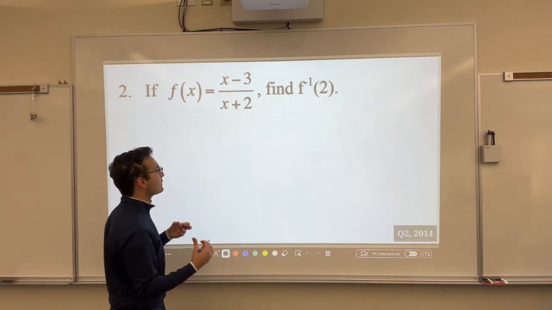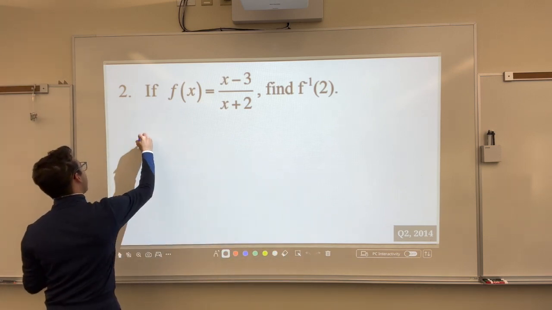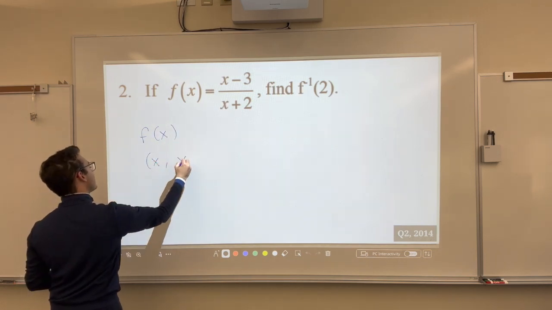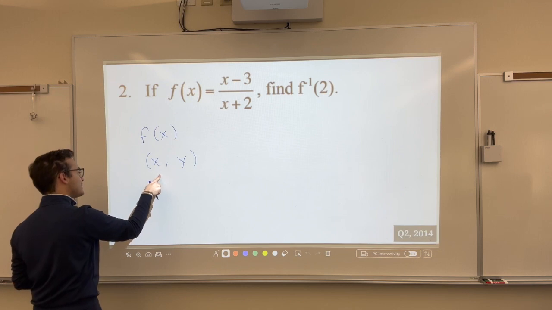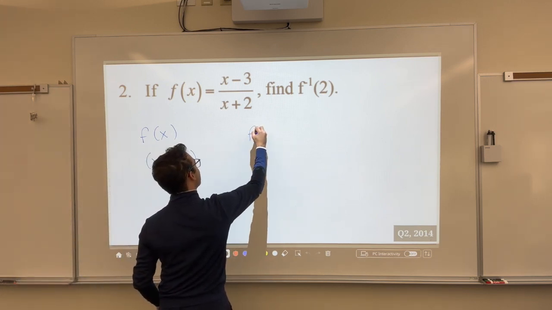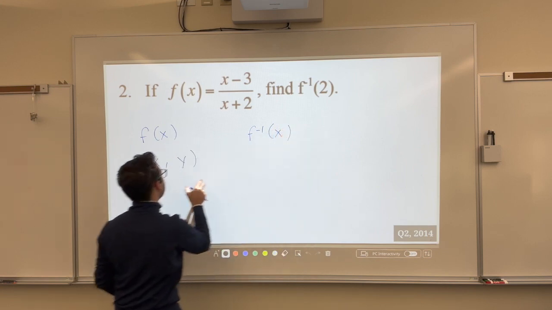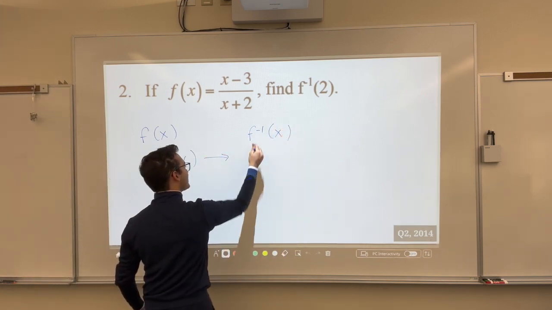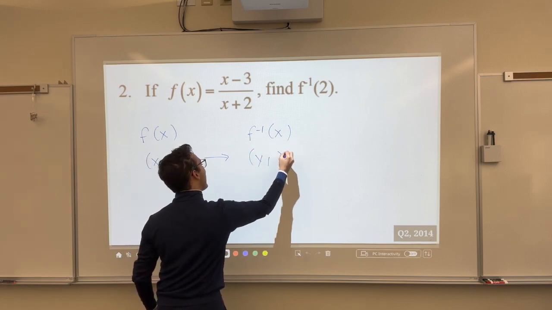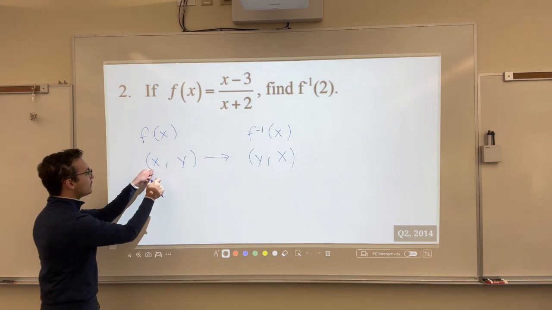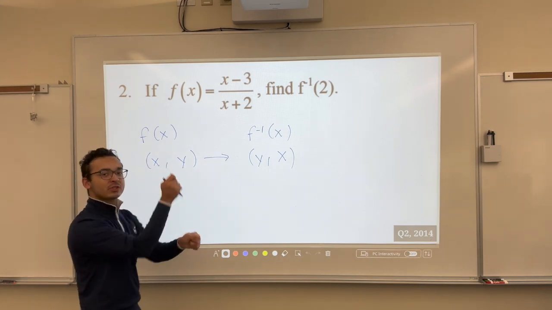Now, what is an inverse function? Well, if we have f of x and we have x comma y, x is our input, y is our output. We then have f inverse of x. For this point, x comma y, there is a point y comma x on the inverse function. That means that the inputs and the outputs are swapped.